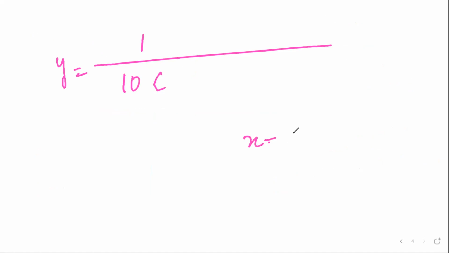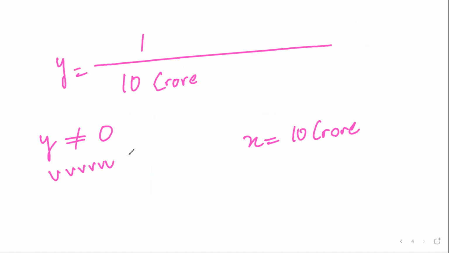Okay. So, for example, I put the value of x as 10 crore. Now, when I put the value of x as 10 crore, y has become 1 upon 10 crore. What I'm trying to tell you is y will never become equal to 0, but it will become very, very small. Have you understood? It refuses to become 0, but it keeps getting smaller and smaller and smaller. Have you understood?